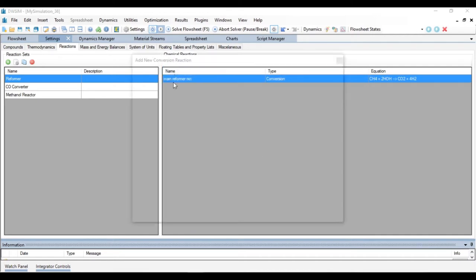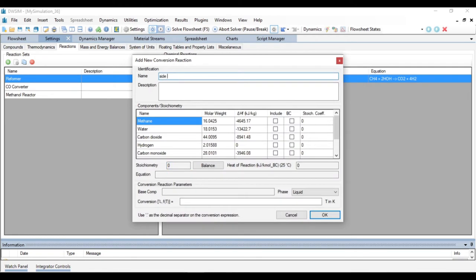Now we'll add the side reformer reaction, and the components are methane, water, hydrogen, then carbon monoxide. So we have methane as the base component. The stoichiometric coefficients are negative 1 for methane, negative 1 for water, 3 for hydrogen, and 1 for carbon monoxide. So it is balanced. Then the conversion here is 10%, so we have 100% methane conversion. The phase here is also a mixture.